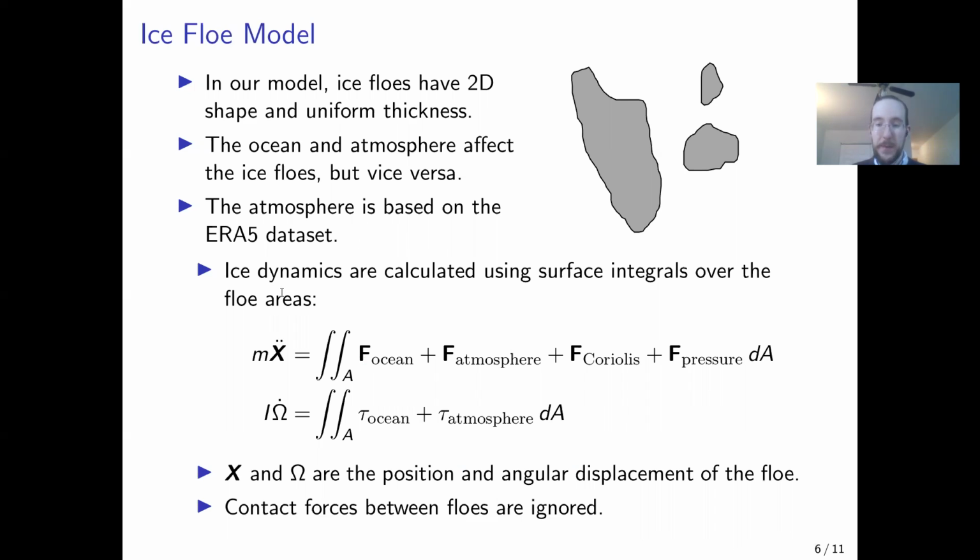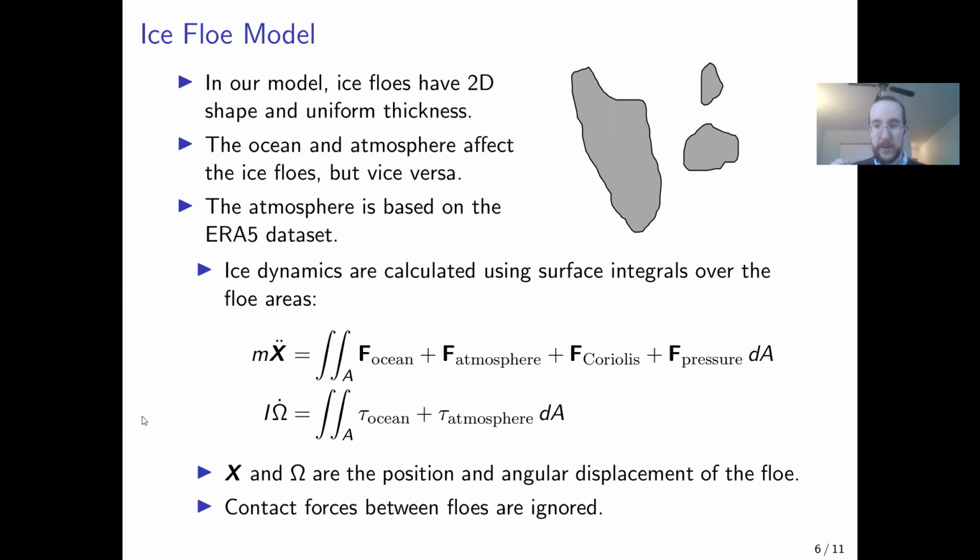And then the ice flow dynamics are calculated using surface integrals over the area of the ice. So you can get these rich interactions between the grid and the shape of the flow. And we're keeping track of the positions and rotations of the flow. So when we take observations, we directly observe the position of the flow and its rotational displacement. And one last thing is that contact forces between flows are ignored.